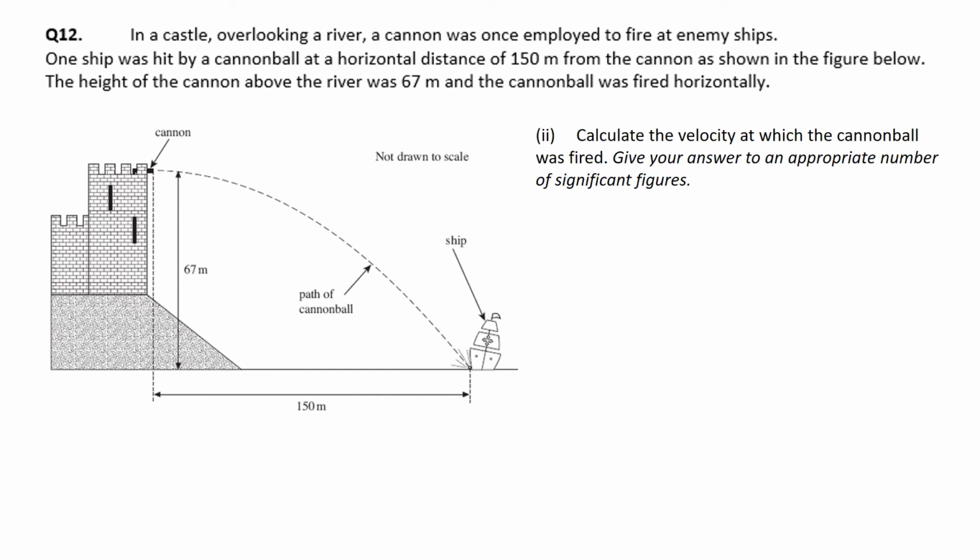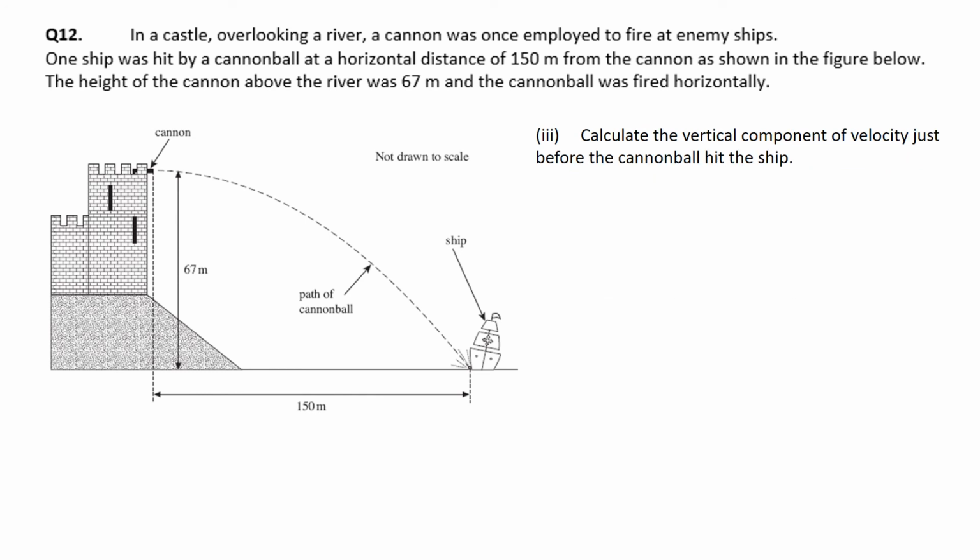Calculate the velocity at which the cannonball was fired. So we know the time that it was in the air, and we know the horizontal distance, so we can work out the velocity using this equation and the fact acceleration is 0 in the horizontal direction. So we can rearrange that. Horizontal distance is 150, the time is still 3.69, that gives us a speed of 41 meters per second.